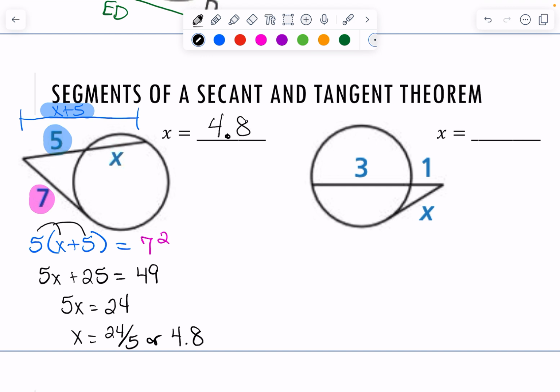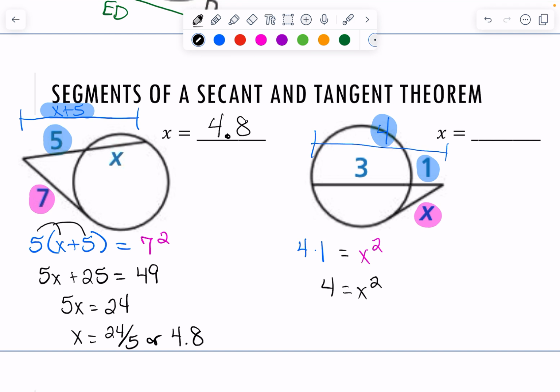Okay, let's try the second side here. So on the second one, I need to find the full length of my secant, which in this case would be 4. So I'm going to take my external times that. That's going to be my first statement, so 4 times 1. And that is equal to the tangent squared, so x squared. So now we go to solve this, and we've got 4 equals x squared.